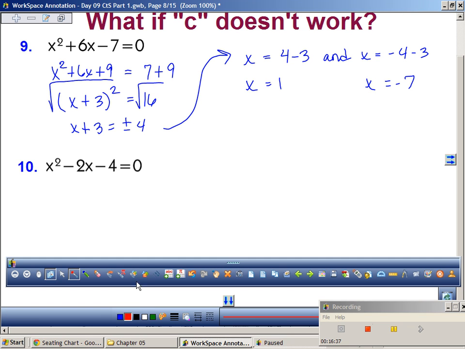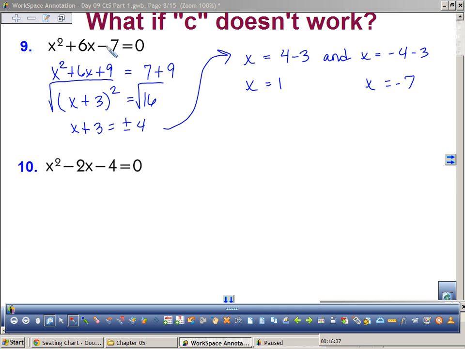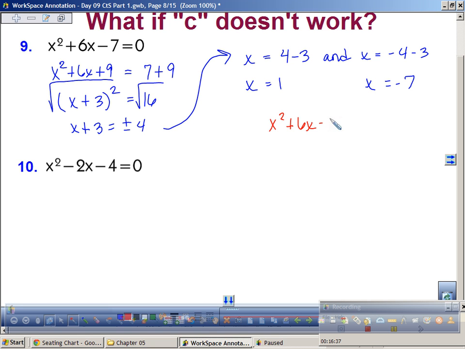I'm going to put this in a different color. And like I said earlier, is this factorable? x squared plus 6x minus 7. Is it? x and x, 7 and 1, positive 7, negative 1. Does that work? Positive 7, negative 1 makes positive 6x. Let's keep going. x equals negative 7, and x equals 1. Isn't that what we got? The same thing.